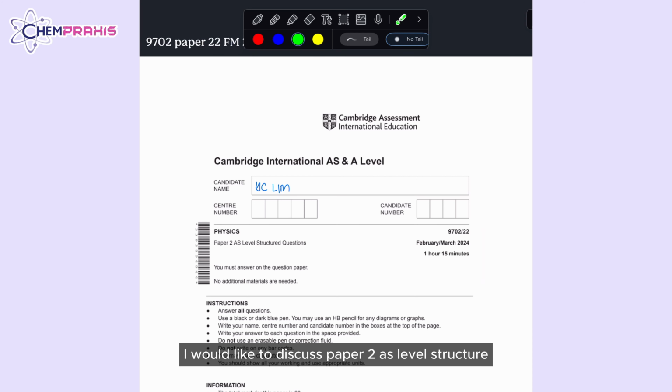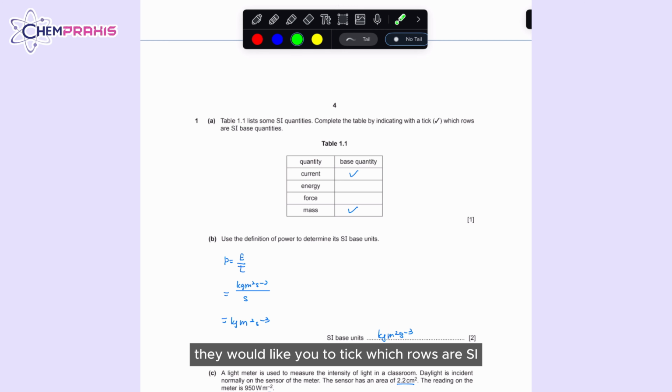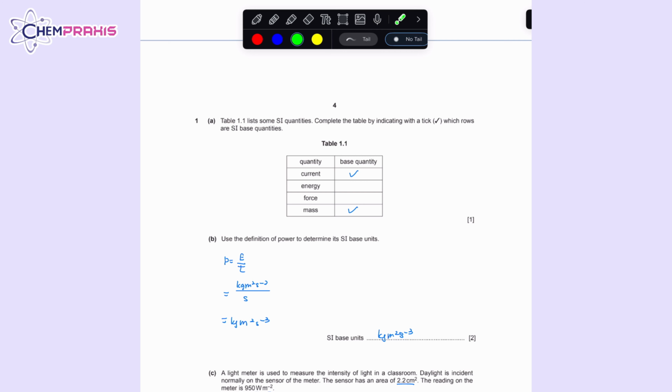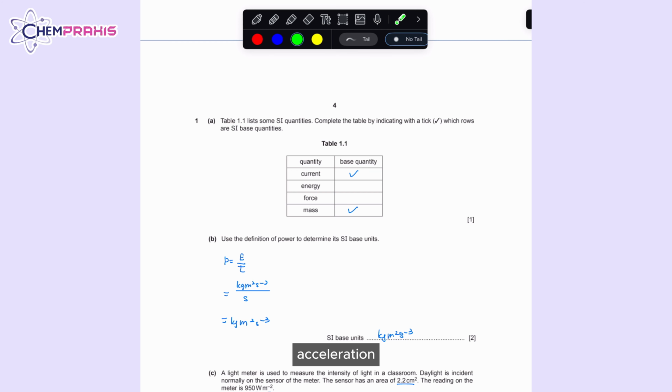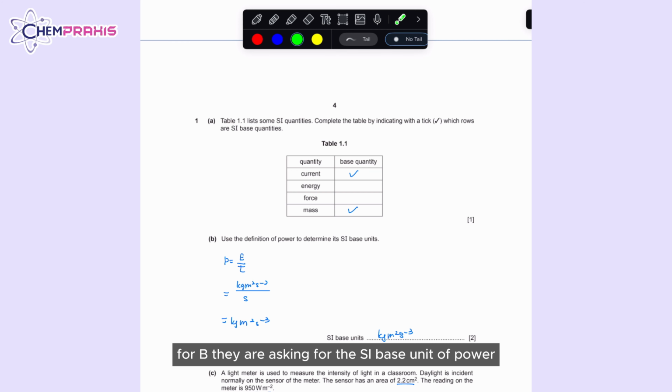Today I would like to discuss Paper 2 AS level structure questions, February-March 2024 for physics. For the first question, they would like you to identify which rows are SI base quantities. Base quantities are quantities which cannot be broken down further. So the only possible answer is current and mass. Energy can be broken down further by using force times distance, and force can be broken down further by using mass times acceleration.